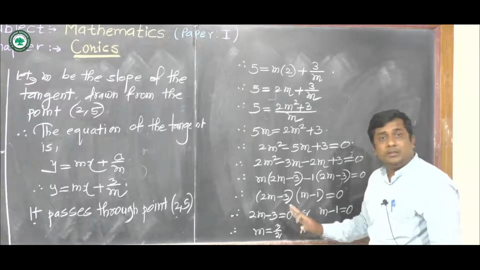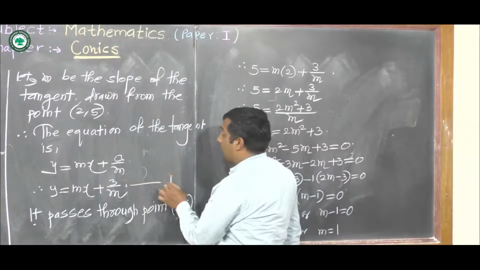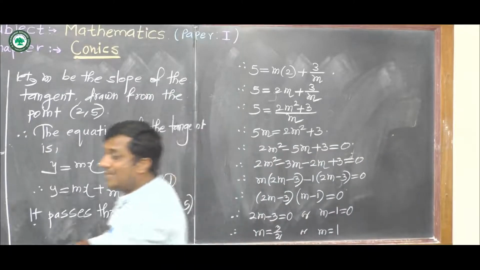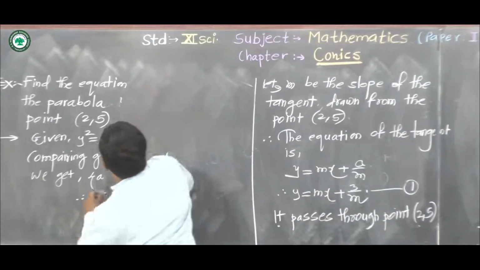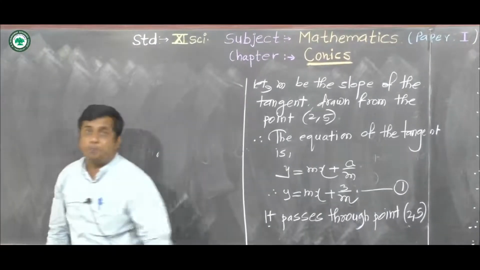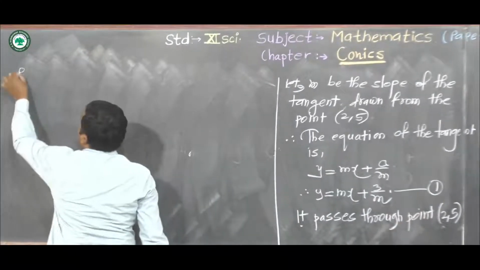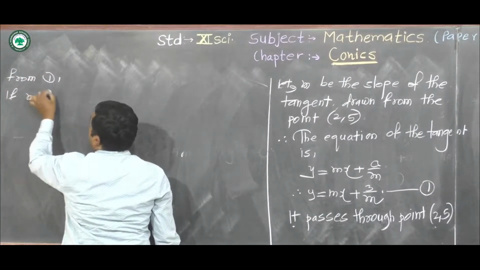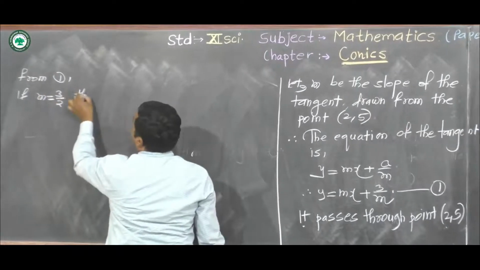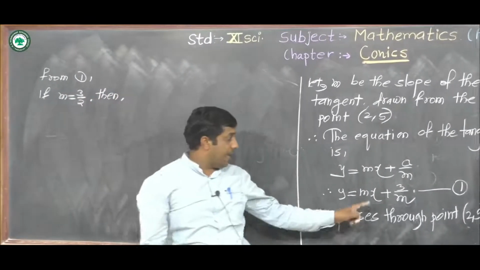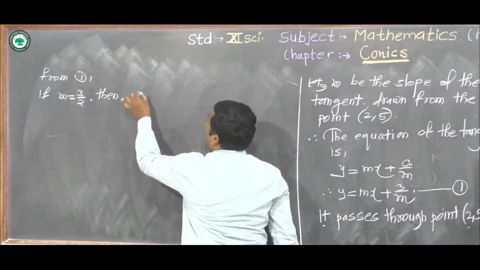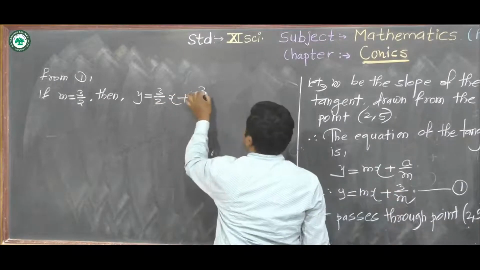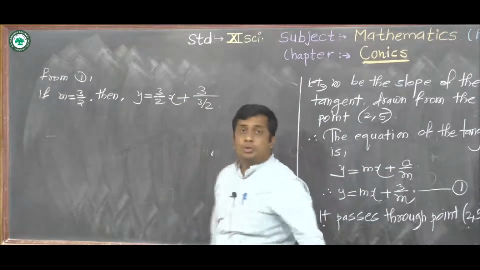Now we replace this m in the first equation to get the equation of the tangent. In the next step, we consider our first point. If m is equal to 3/2, then we replace m by 3/2. So we get y is equal to 3/2 x plus 3 upon 3/2.